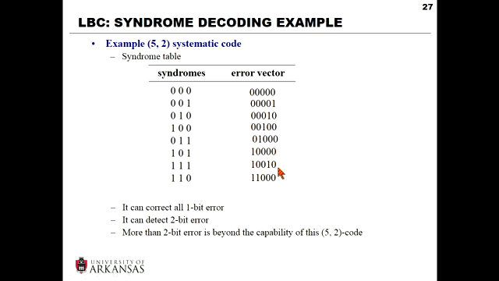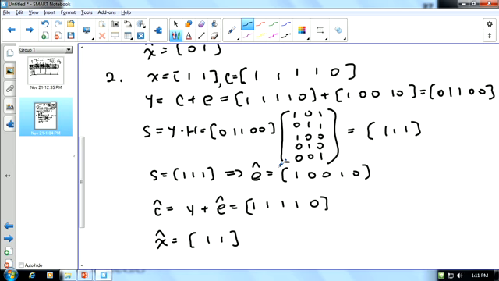10010 is in the syndrome table, so we can correct it. So if the error vector is in the syndrome table, we will be able to correct it. If it's not in the syndrome table, we are out of luck. We are going to make an erroneous detection. Okay. So that's example number 2.